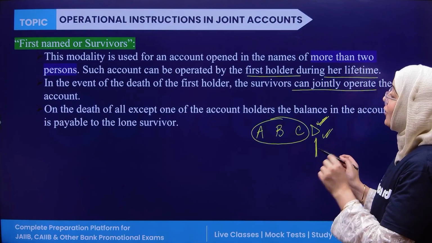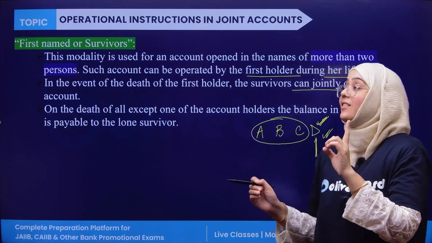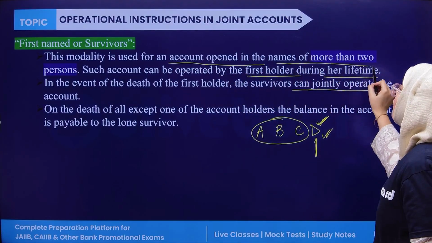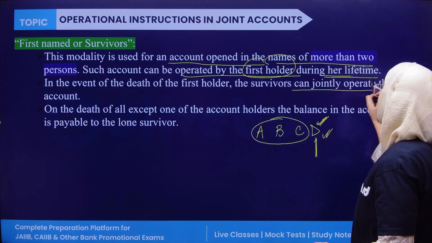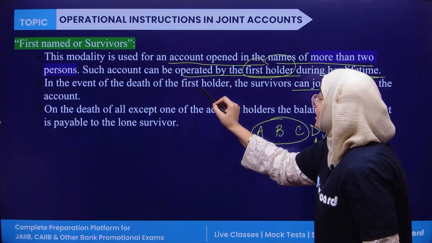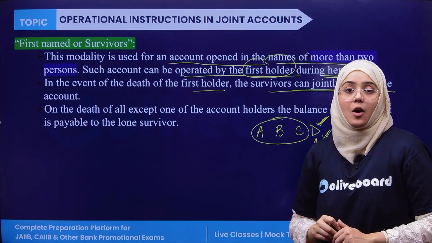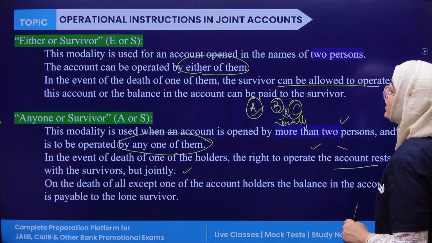So, first name is you have to elect any one person as the first name and the account is operated by first name. So, this is used for an account opened in the name of more than 2%. Such account can be operated by the first holder during her lifetime. If the death of first holder occurs, the survivors can jointly operate the account. Clear? So this is the operational aspects of the joint account.